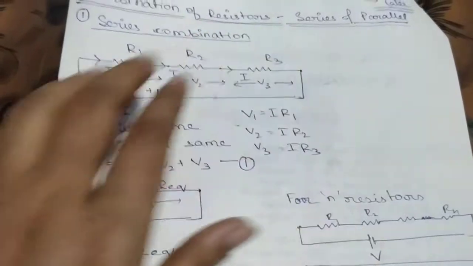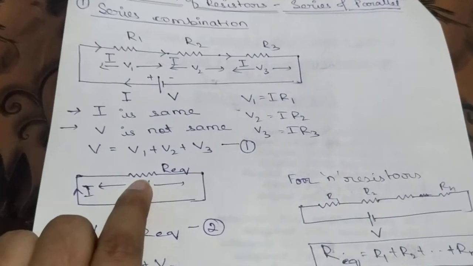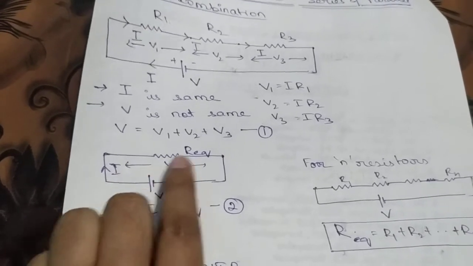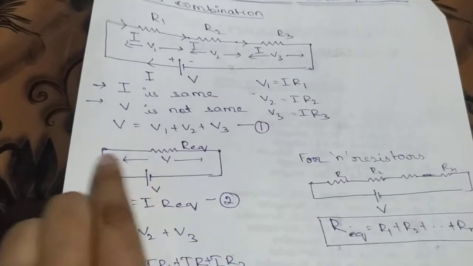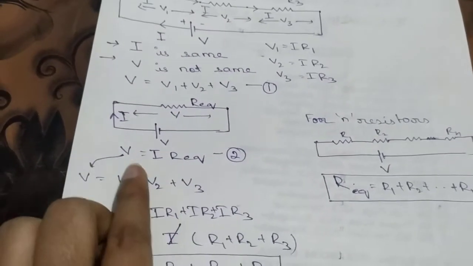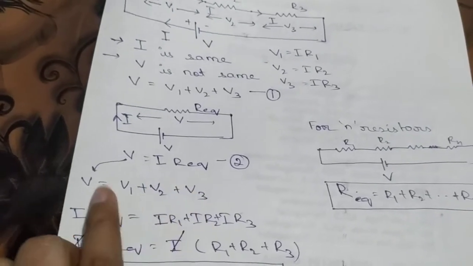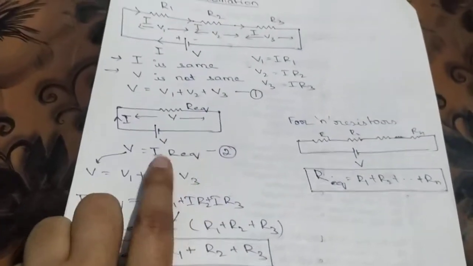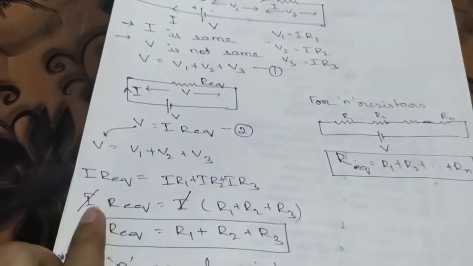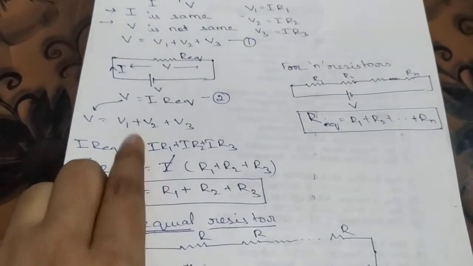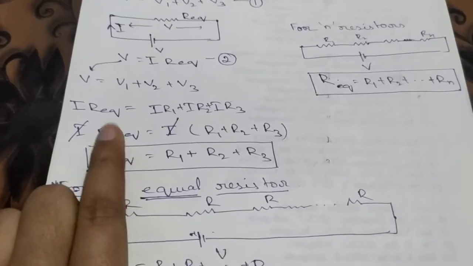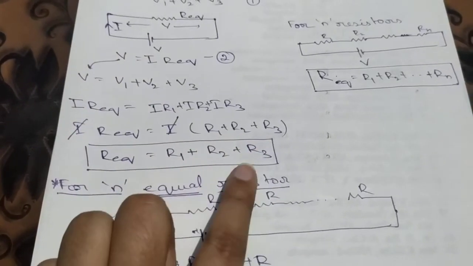Now if I want to remove all three resistors and in place of them put one equivalent resistor, then what will happen? From here current I is flowing, and resistance is Req. V is the potential drop; since only one resistor is there, V is equal to I into Req. Now if I put the value of V from equation 2 in equation 1, then what will happen? I Req will be equal to IR1 plus IR2 plus IR3. I and I cancel out, so Req, the equivalent resistance, will be R1 plus R2 plus R3.